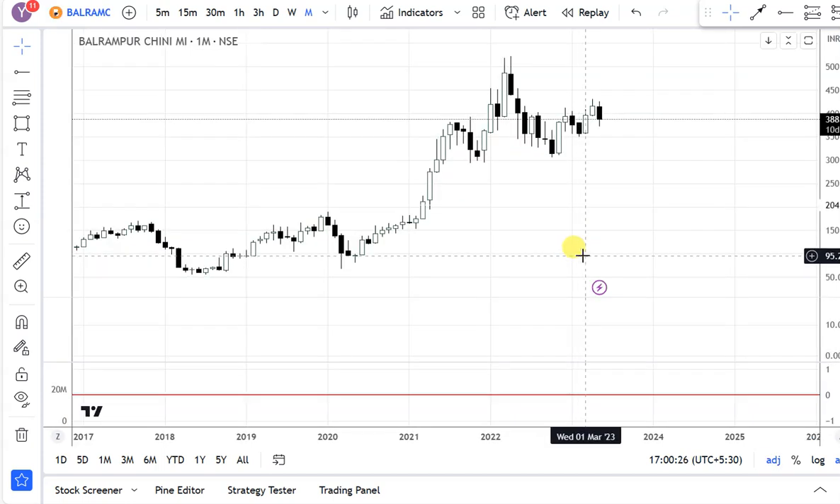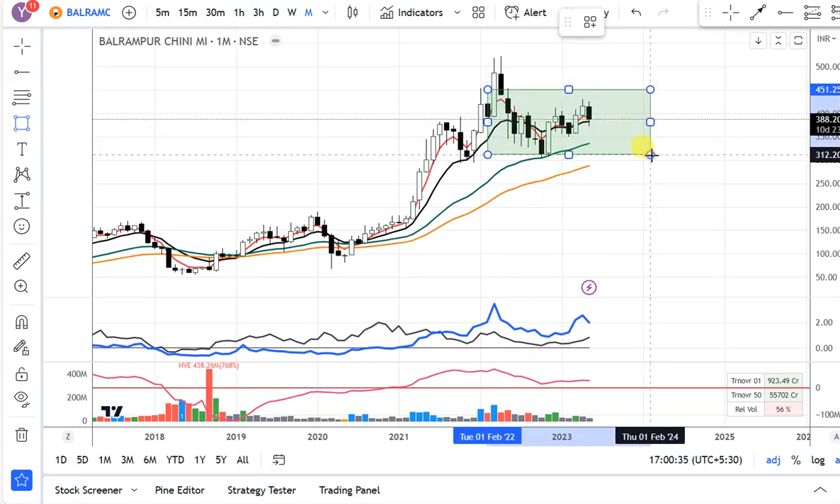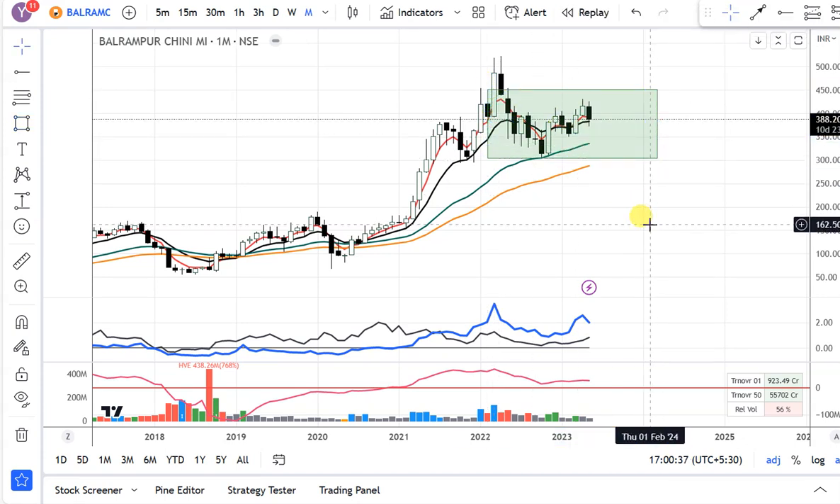Balrampur Chini, right now the sugar sector is range bound. So what are we going to do? We are going to wait for this range of 450 and 300 levels to be broken. Whichever direction the trade goes, the stock is going to find momentum either on the downside or the upside. But as on today, it is in pure sideways momentum.